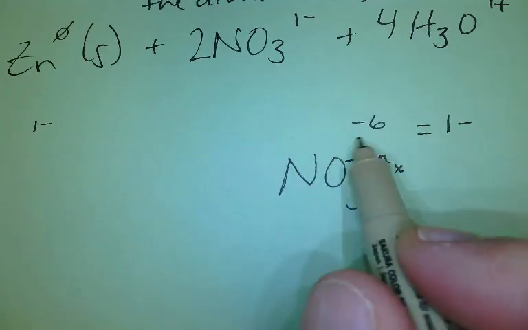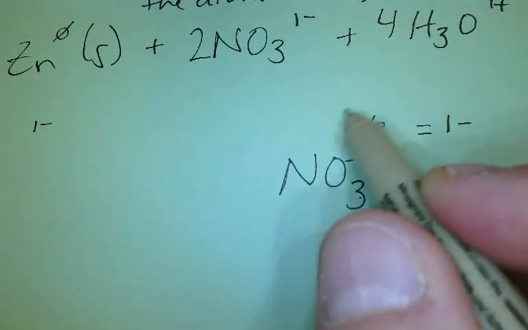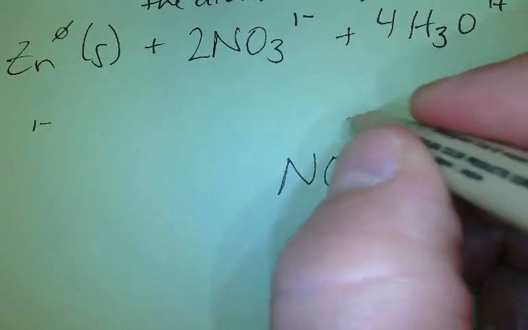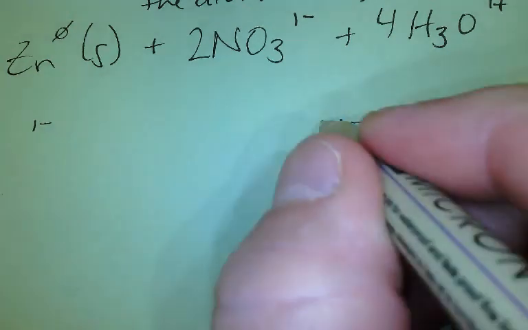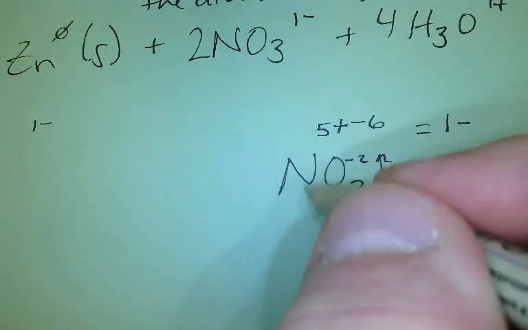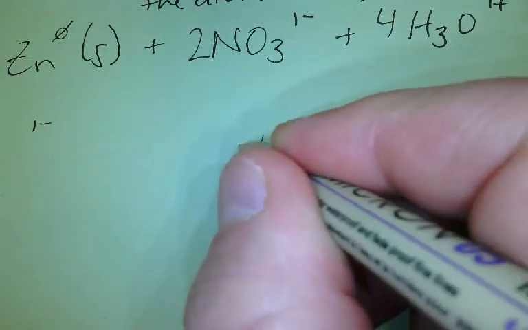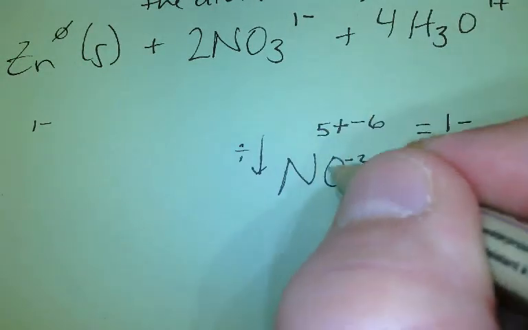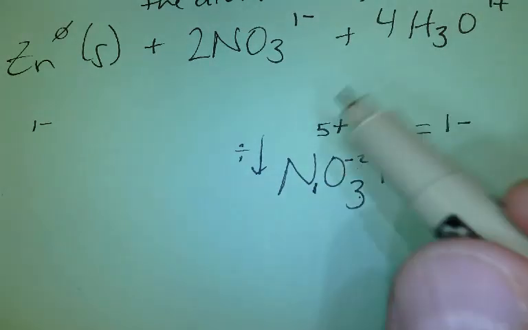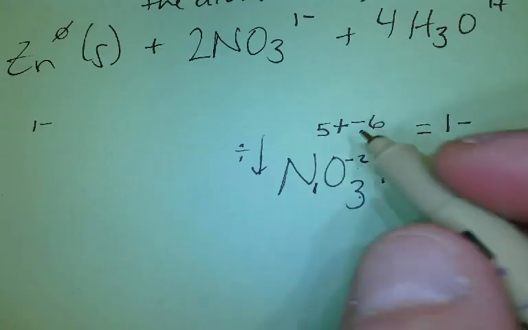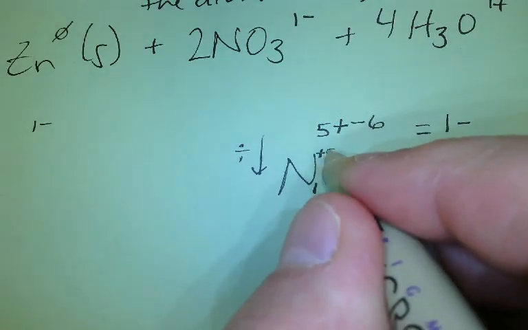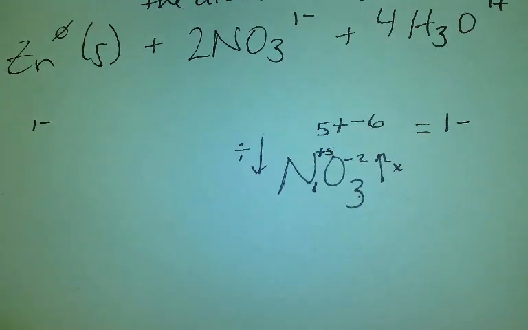Now I have to do nitrogen. Oxygen side is done. So what plus -6 equals -1? A little bit of algebra for you today. 5. Okay, now I have to go down. If you go down, you divide. You take this number, divide it by the subscript, which is a 1. 5 divided by 1 is what? A +5. Right? Do you see how I did that?